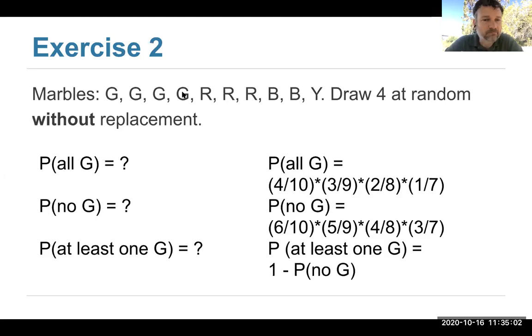In the third one, it's really complicated to compute directly, because there are all sorts of different ways you could get at least 1 green. Maybe the first one's green. The second one's not green. The third one's green. The fourth one's green. Or maybe it's not like that. Maybe the first one's non-green. The second one's green. The third one's green. Fourth one's not green. All these different ways. And you could compute the probability of each of those and add them up. And that just sounds super, super tedious. So we're doing it a different way.